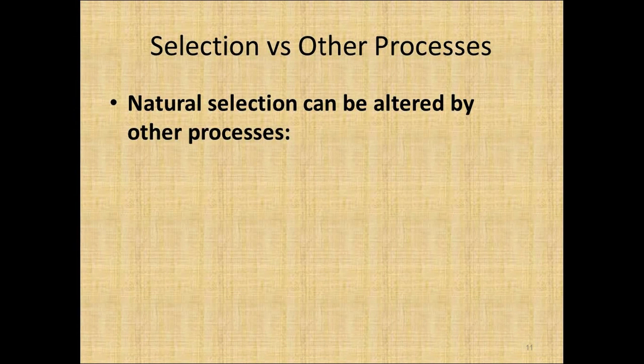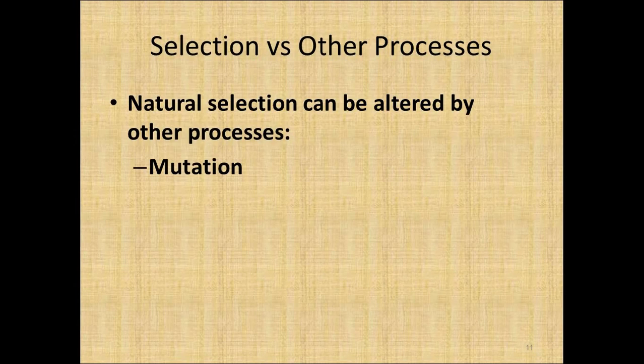Natural selection is that process that increases the frequency of beneficial alleles. In turn, those beneficial alleles will enhance organism survival and increase the number of surviving offspring. But natural selection is not a guaranteed process. It can be modified by some of the other processes that we've talked about.